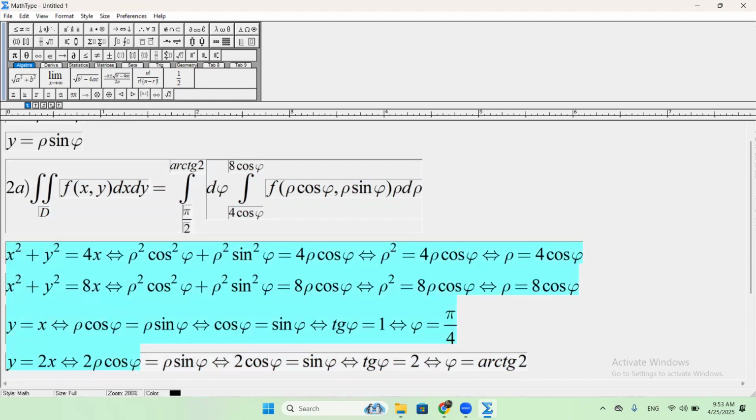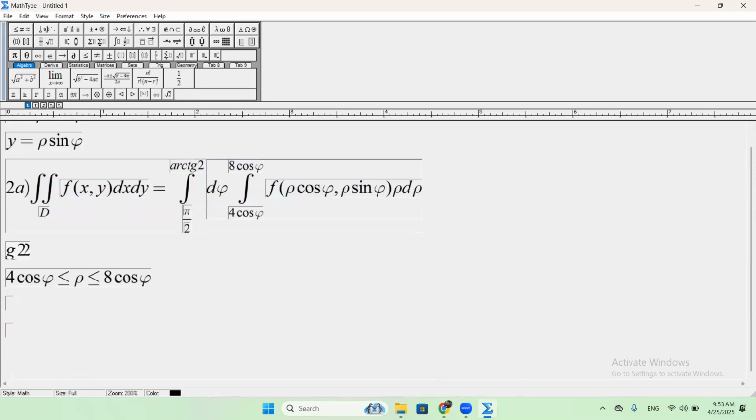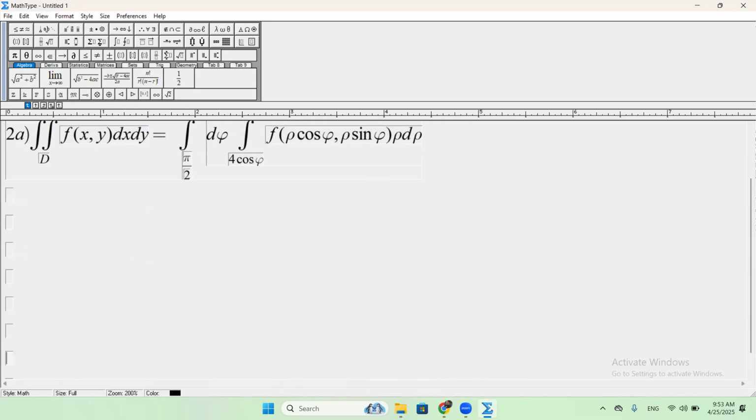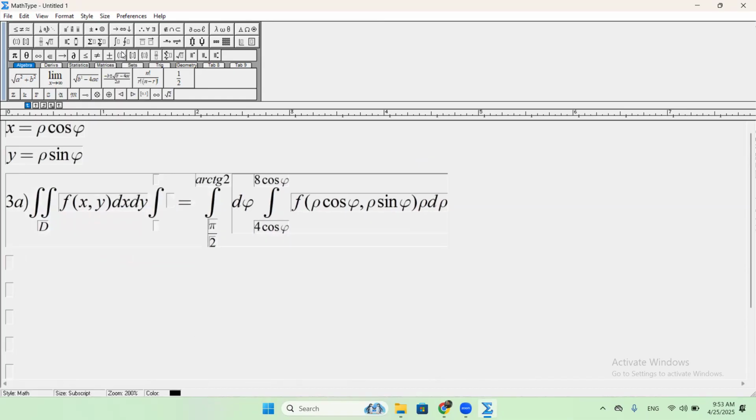So let me clean our board a little bit, and then we will continue. Yeah, I have some problems with my mouse, and the touchpad is not really convenient. Okay. So let me write down the integrals.